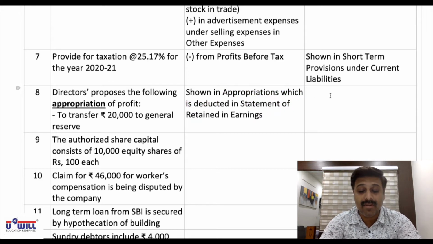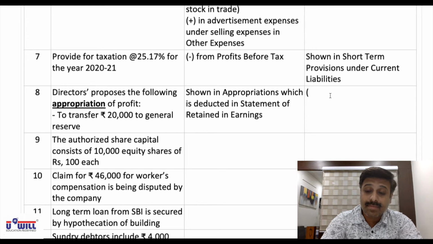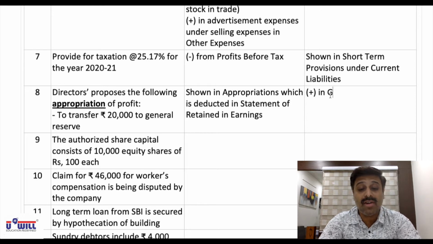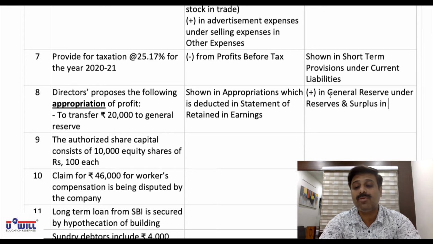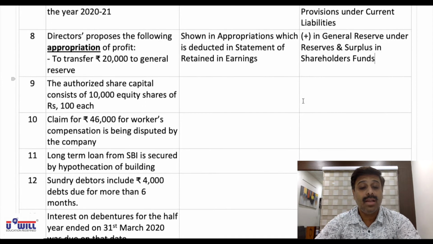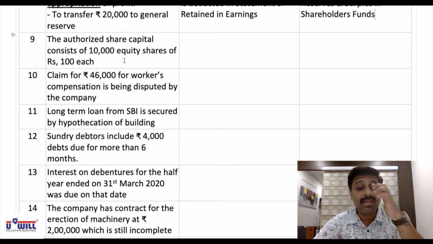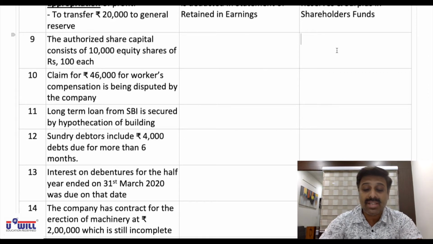And second effect, we will plus in general reserve under the heading of reserves and surplus, which comes within the category of shareholders' funds. The authorized share capital consists of 10,000 equity shares of rupees 100 each.